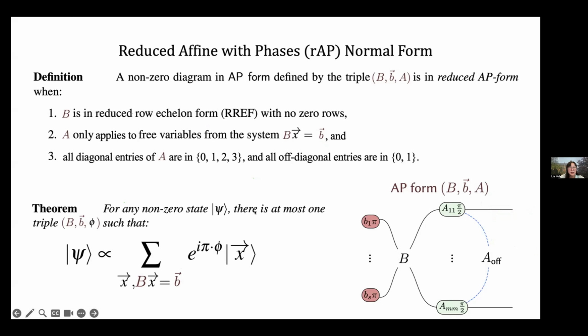But you can imagine that. So a theorem is that reduced affine with phases form, or RAP normal form, is actually a unique normal form for any stabilizer state. And that just follows from this theorem that this affine with phases representation of any stabilizer state is unique once you've done the reduction so that this is a free variable. This is only applied to free variables, once you've RREF'd those other ones, the B's. Where this phi is just the phase function that does the linear part for the diagonal parts of A and then does the quadratic part for the off-diagonal parts.